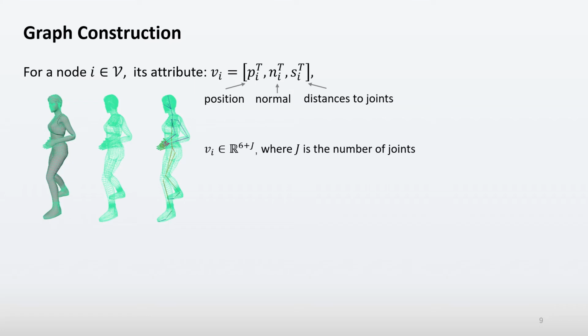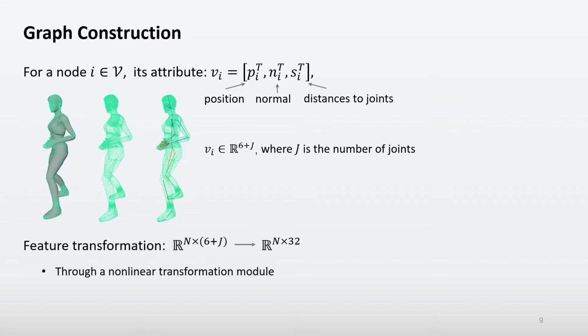Then, the features of each node are transformed through a nonlinear feature transformation module. The module consists of linear layers followed by nonlinear activation and normalization. Through this feature mapping process, the features are transformed into normalized high-dimensional features that could provide rotation and translation invariance to some degree with enough training data.